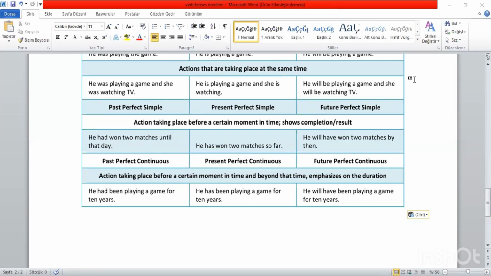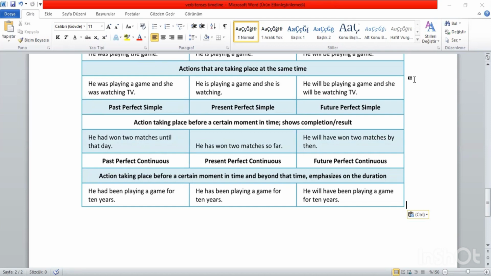For example, for present perfect continuous tense, he has been playing a game for 10 years. How long has he been playing? For 10 years. For future perfect continuous, we say he will have been playing a game for 10 years. How long will he have been playing? For 10 years.